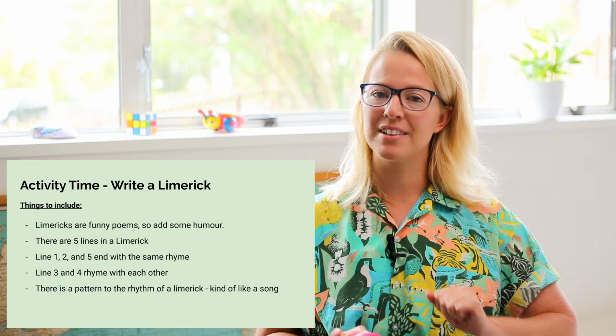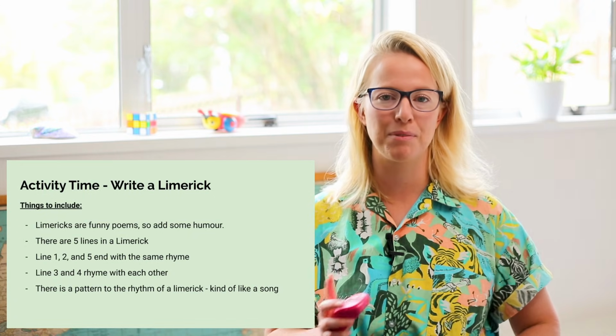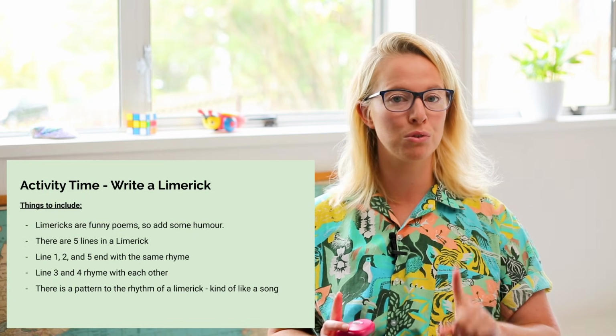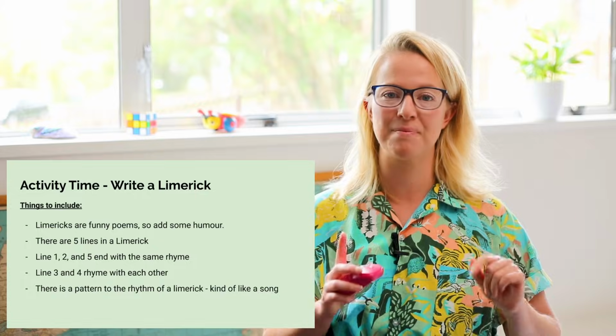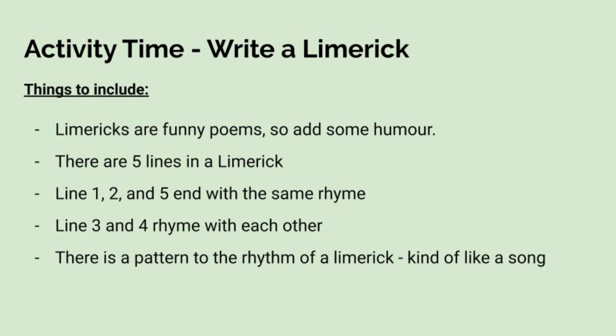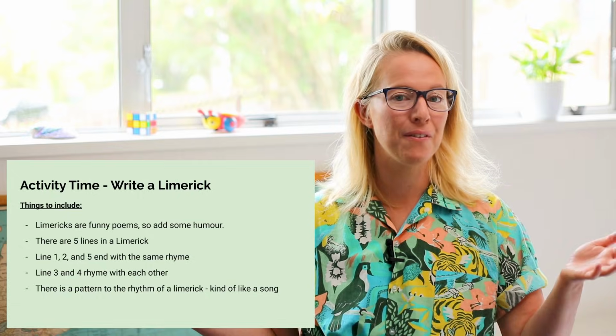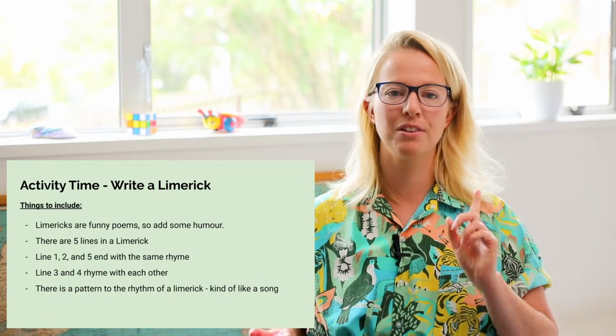So hopefully you have enough knowledge now on how to write a Limerick poem, but let's go through those rules again so we're writing them properly. Things to include when you're writing your limerick. Limericks are funny poems, so add some humour. There are 5 lines in a limerick. Line 1, 2 and 5 end with the same rhyme. Line 3 and 4 rhyme with each other. And there is a pattern to the rhythm of a limerick, kind of like a song. Okay, perfect. So those are the rules to help you with your limerick.